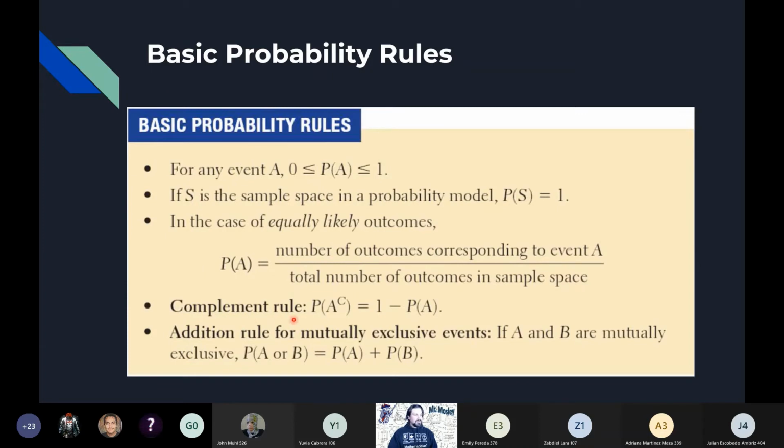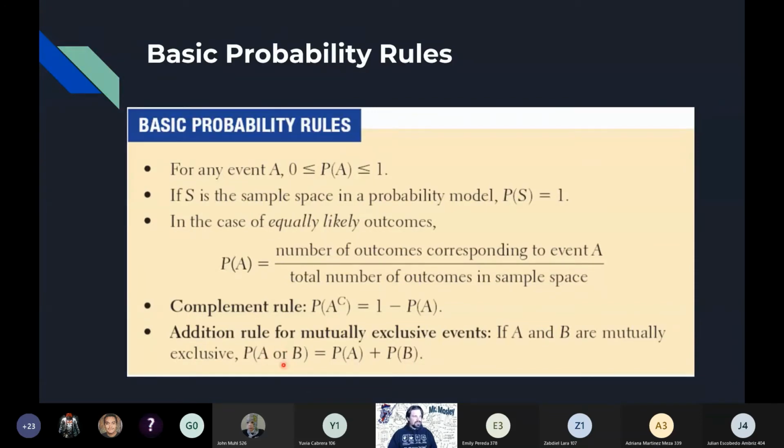The complement rule: the probability of A superscript C, the complement of event A, is equal to 1 minus the probability of event A. Then we have the addition rule for mutually exclusive events. If A and B are mutually exclusive, the probability of A or B occurring is equal to the probability of A plus the probability of B.